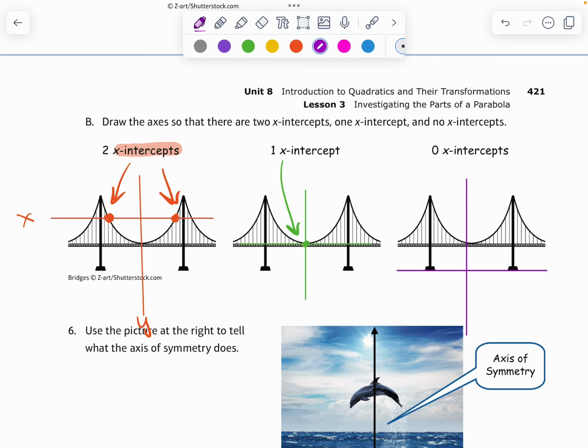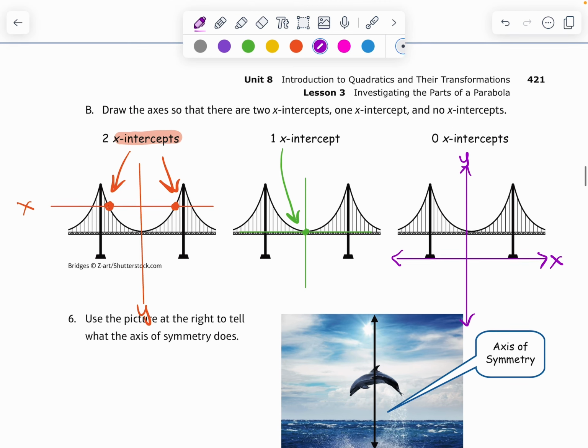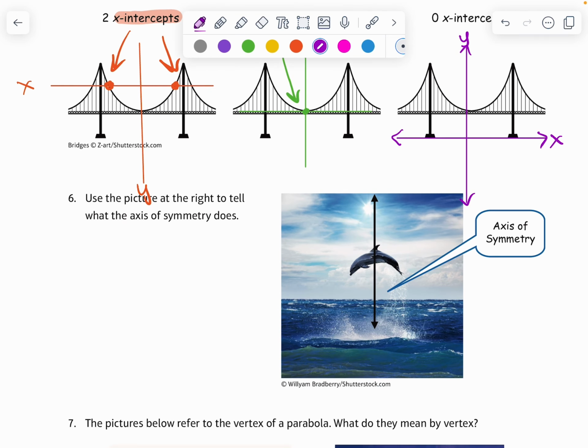Look, does it ever intersect our x-axis? No, it does not. So sometimes we might have 0 intercepts. We might have 1. That means it's just sitting on the x-intercept. Or we might have 2. Okay? Always pay attention to your axis of symmetry. Down the middle, everything's symmetrical on both sides.